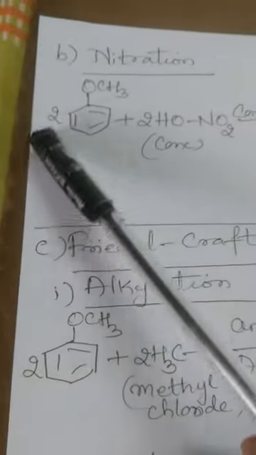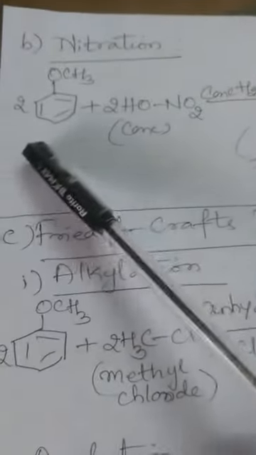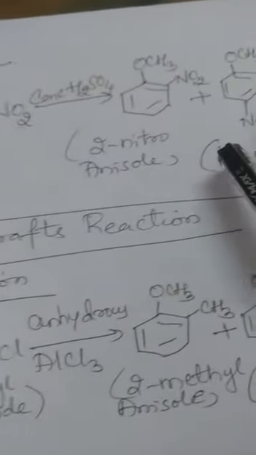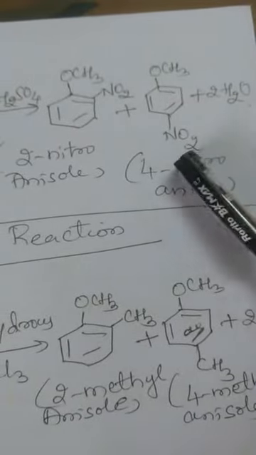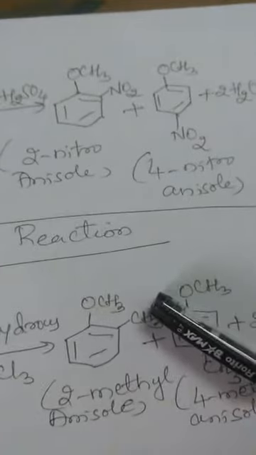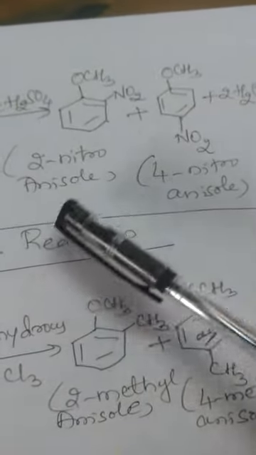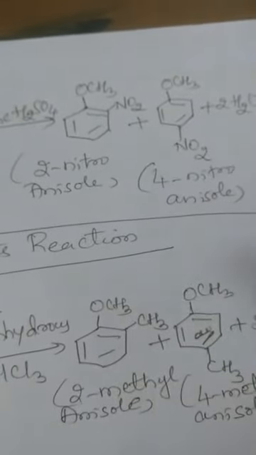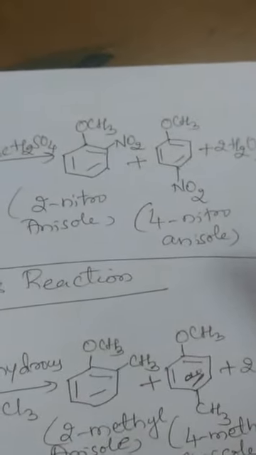With the other molecule of anisole, the nitro group enters the para position. This is the para position, so you will get the product as para-nitroanisole, or if you use the locant, it is 4-nitroanisole. Once again, the para product will be obtained as the major product, whereas the ortho product will be the minor product, with the elimination of two molecules of water.